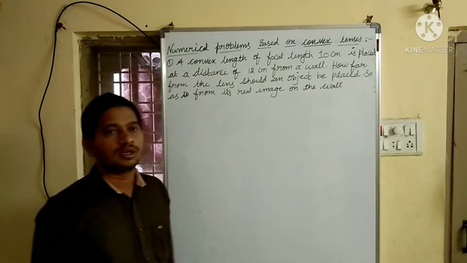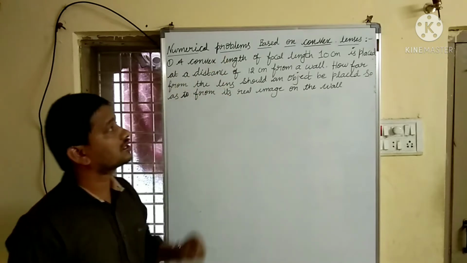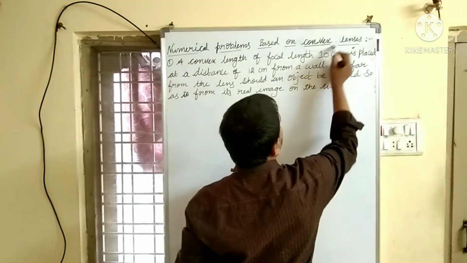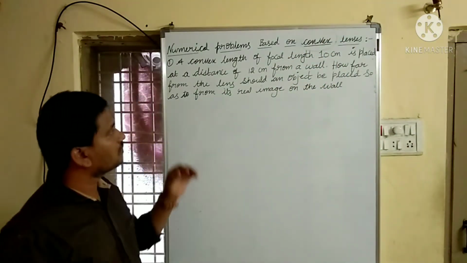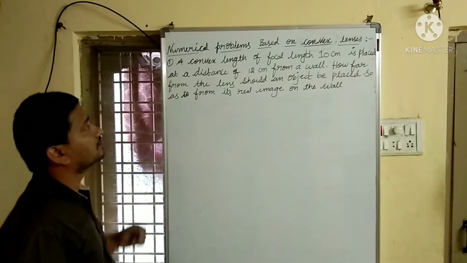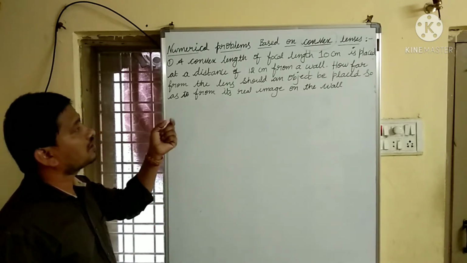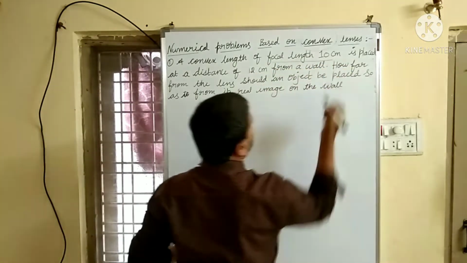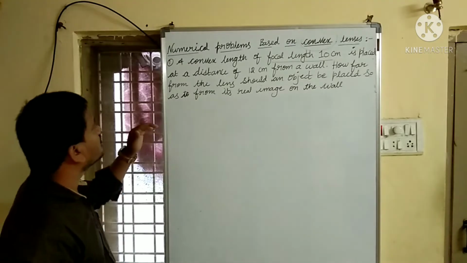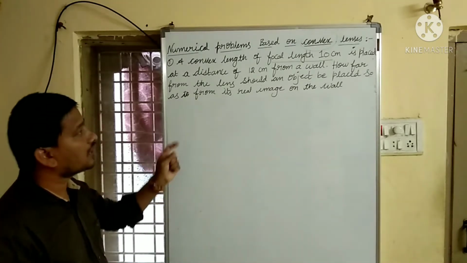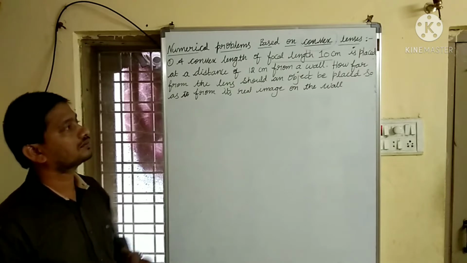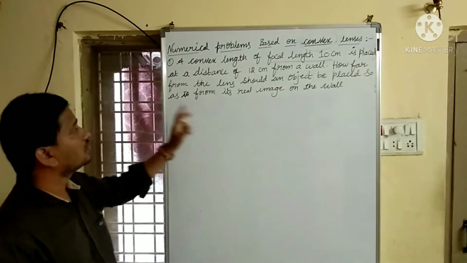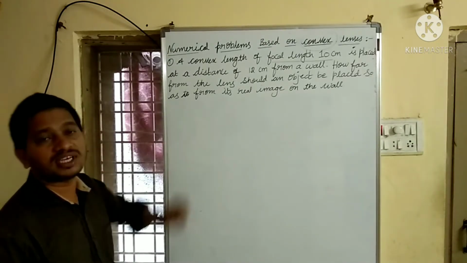In this session, we will go through numerical problems based on convex lenses. The first problem is: a convex lens of focal length 10 centimeter is placed at a distance of 12 centimeter from a wall. How far from the lens should an object be placed so as to form its real image on the wall?